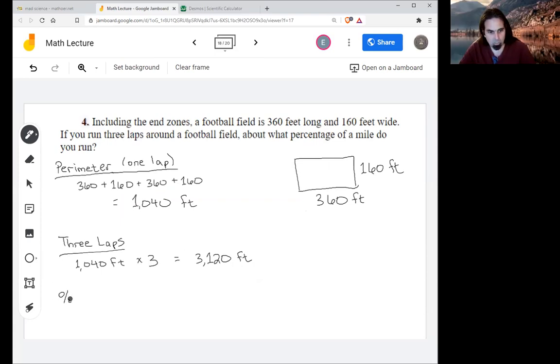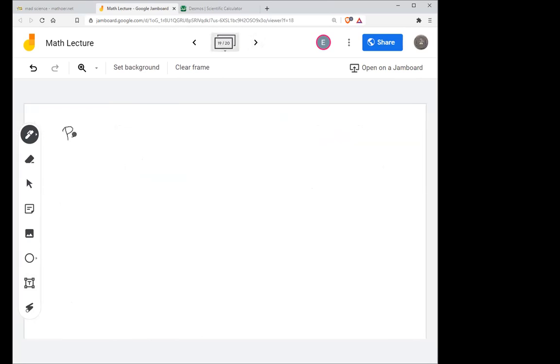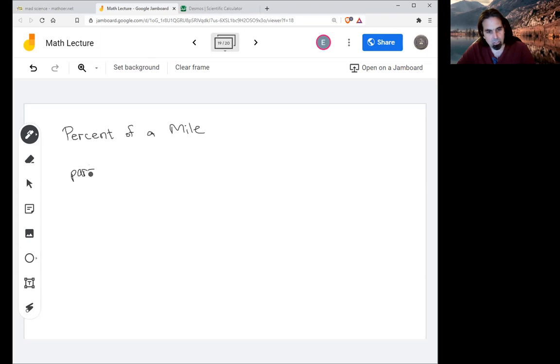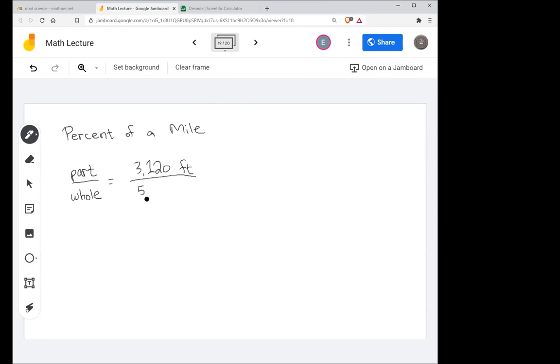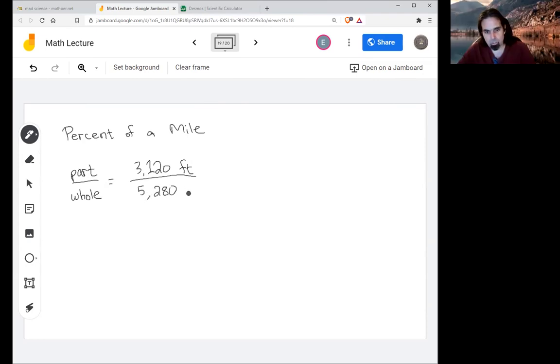Now we want percent of a mile. I'm gonna actually start a new slide. So we are wanting to make a fraction. We haven't done a lot like this already, but part divided by whole. And we had 3,120 feet. How many feet were in a mile? Anyone remember? I don't. 5,280. Yeah, so you could always look it up if you don't know it.